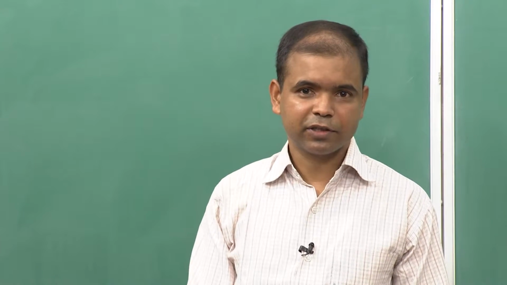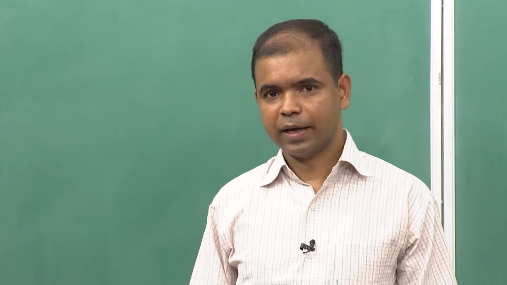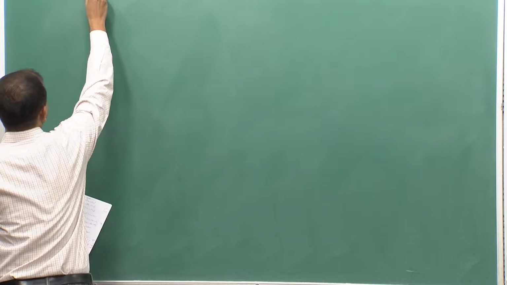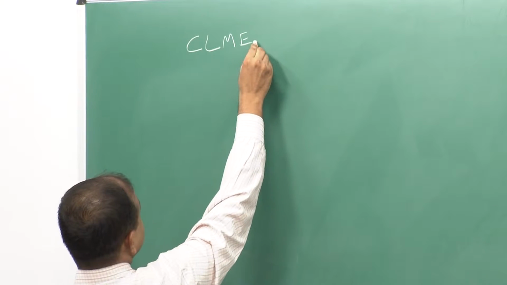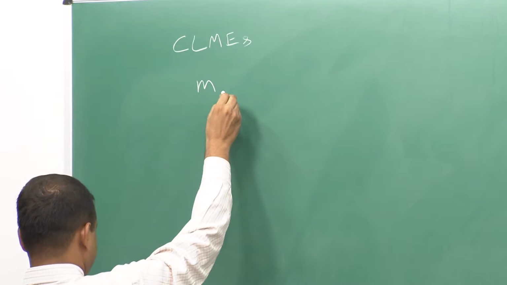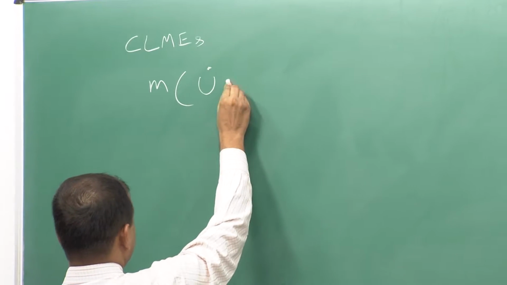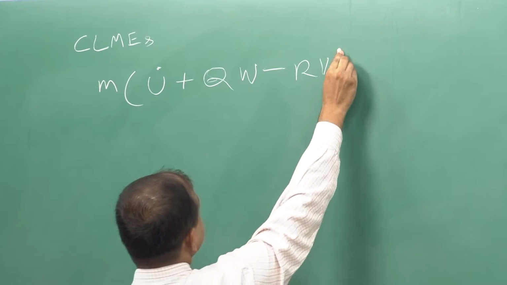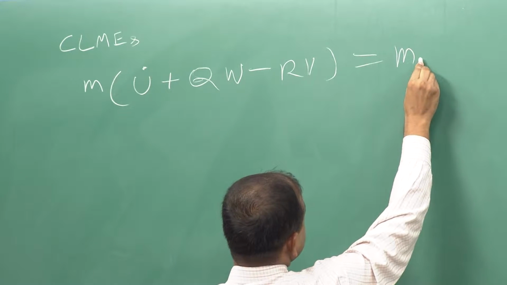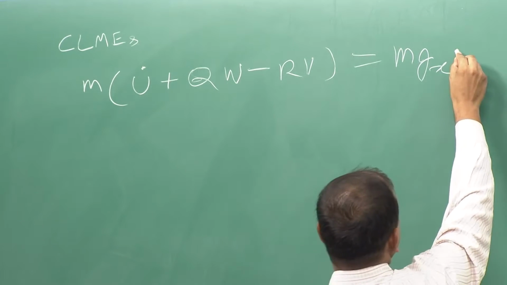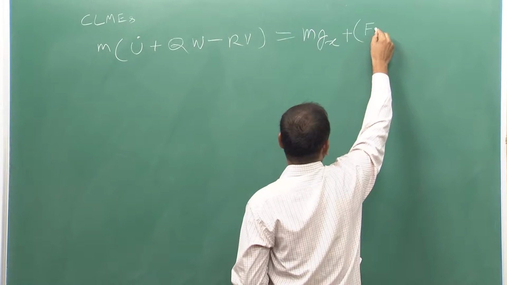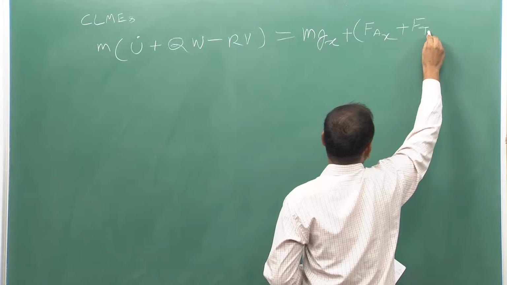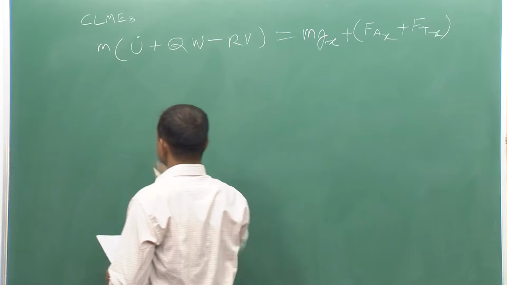The first is the conservation of linear momentum equation, and the second set, conservation of angular momentum equations, and they were... If we talk about the conservation of linear momentum equations, we can write m u dot plus q w minus r v equals m g x, the gravitational force, F aerodynamics in x direction and thrust force in x direction.